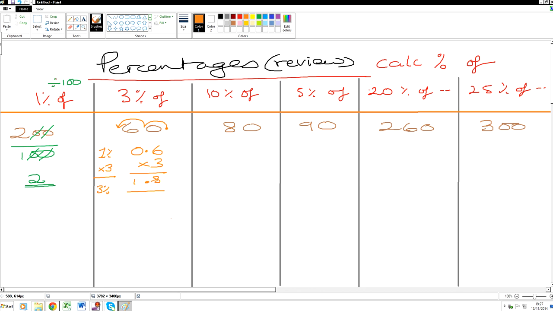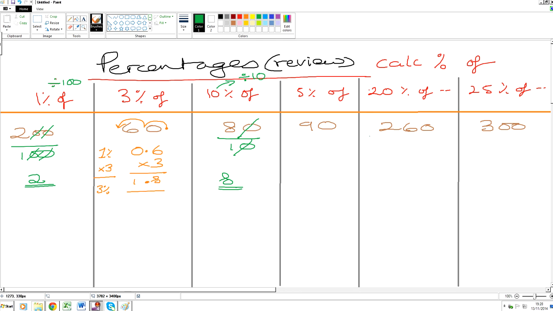Okay. Now, if we want to work out 10% of something, 10% we say is equivalent to what? Divided by 10. 10% of something is 1/10 of something. To work out 1/10, we divide by 10. So 80 divided by 10 gives us an answer of 8. Okay?